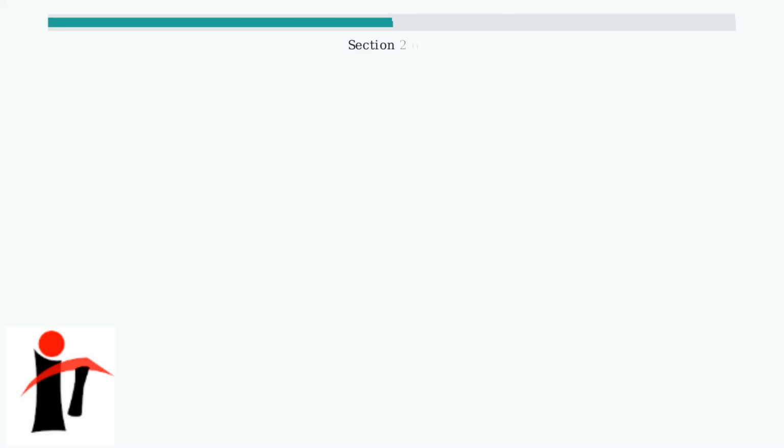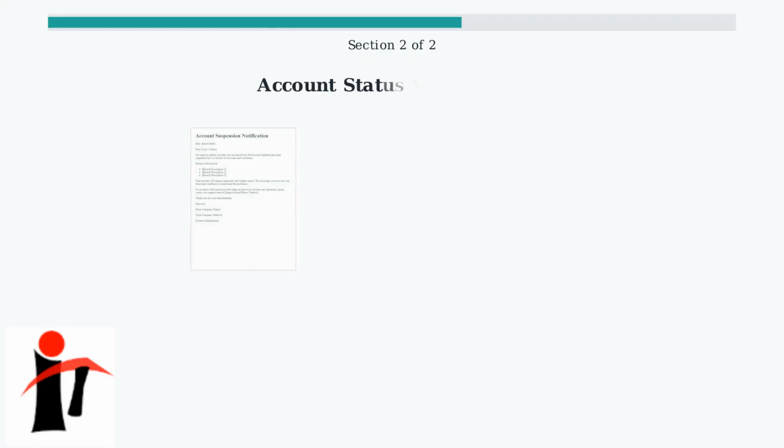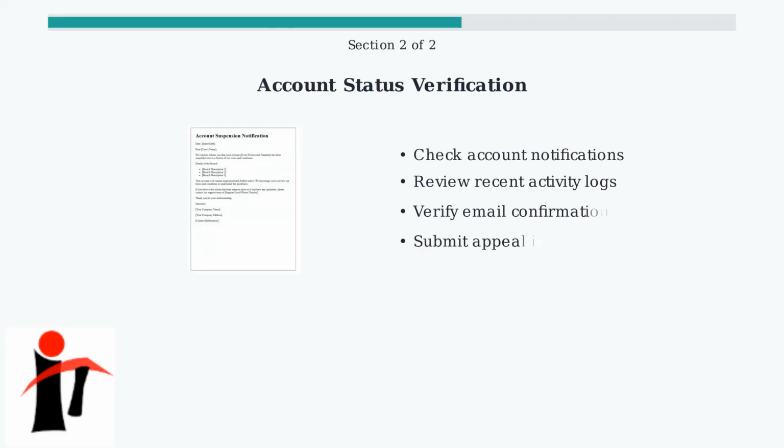When basic troubleshooting steps don't resolve your Claude access issues, it's time to explore advanced solutions and understand what the future holds for Claude availability. The first advanced step is checking your account status thoroughly. Account suspensions can occur due to terms of service violations or unusual activity patterns that trigger security measures.